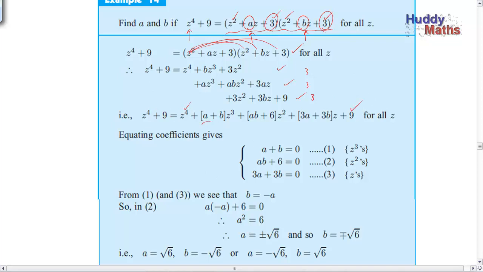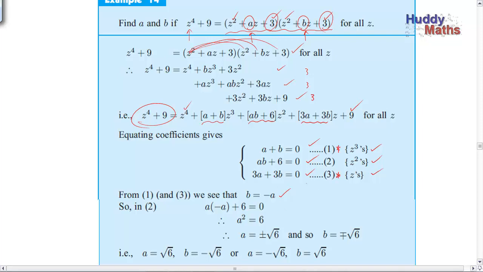But a plus b, lots of z cubed, must be naught. The original function didn't have any of them. And a plus b plus 6, lots of z squared, must be 0 as well. The original expression over here didn't have any z squareds. And 3a plus 3b must be equal to naught because it didn't have any z's either. Okay, so equating z cubes, z squareds, and z terms. So then let's go down here. b is equal to neg a. That's from 1 and 3, these two.